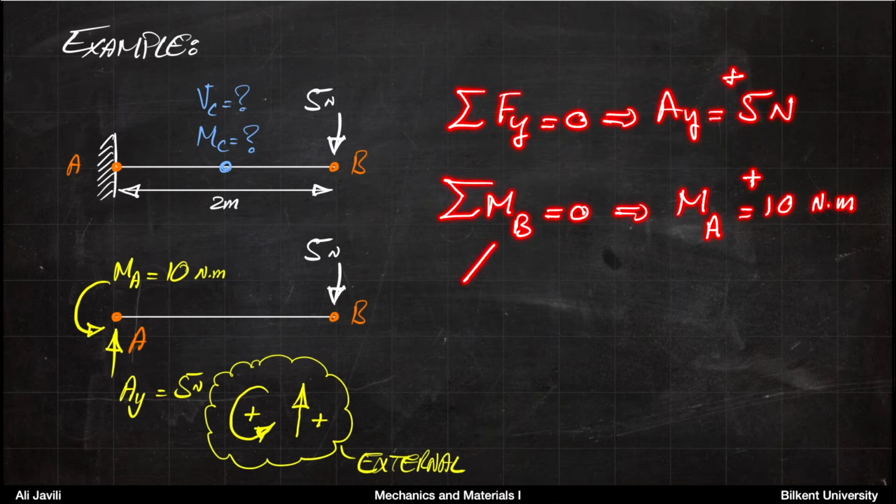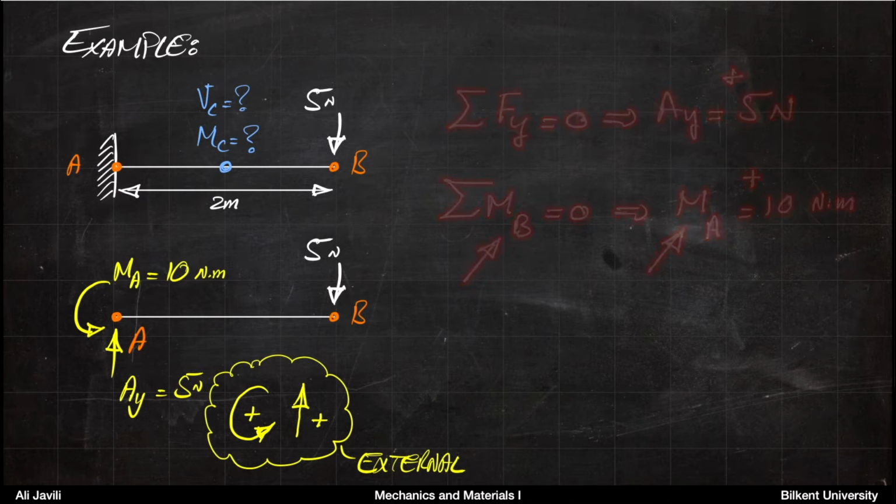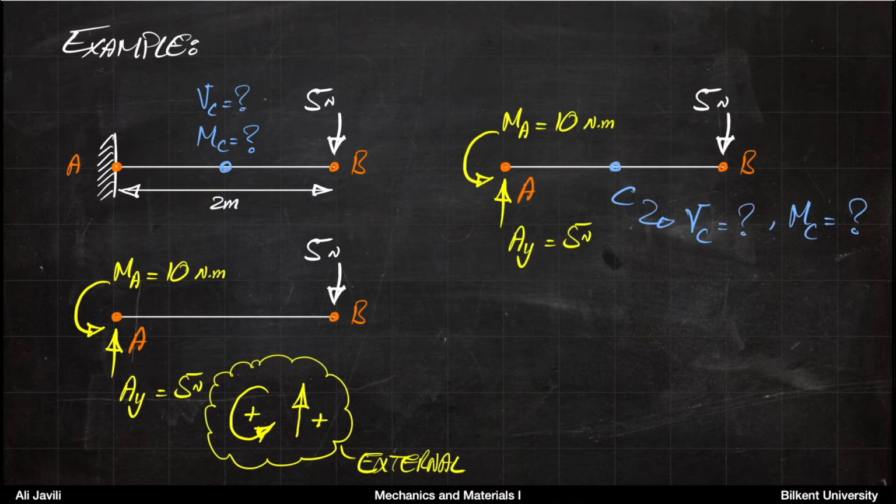Again, just pay attention that what I'm writing here is the sum of moments with respect to point B, and this is the moment at A. All right, so now that you have those, what we want to do is cut the beam at point C and calculate the internal loadings: what is the internal force, in this case a shear force, and what is the internal moment, in this case a bending moment.